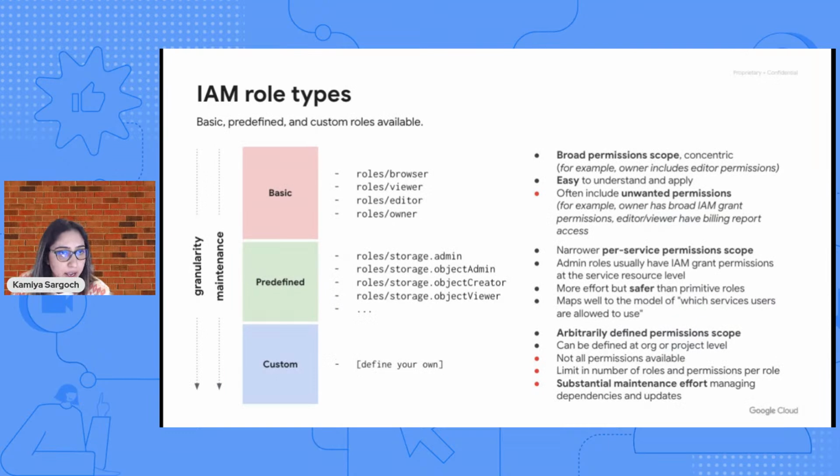So there are three types of IAM roles available. There are the basic roles, which include your owner, editor, and viewer roles that existed prior to the introduction of IAM. You might also see these listed as primitive roles in some of the older documentation. Then there are the predefined roles, which provide granular access for a specific service and are managed by Google Cloud. We spoke about the storage admin role, and that's an example of a predefined role. And then there are the custom roles, which provide granular access according to a user-specified list of permissions.